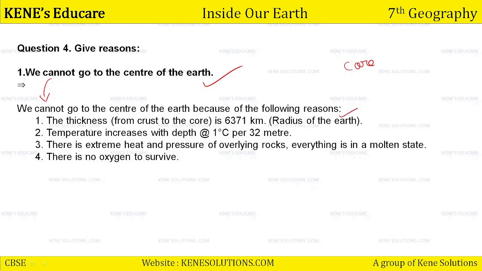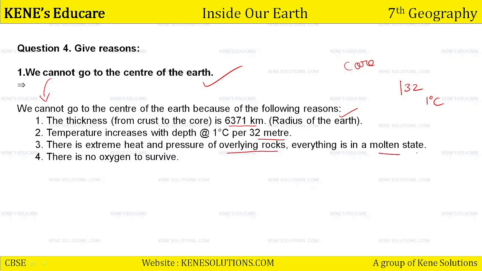पहली बात तो ये that thickness is 6,371 kilometers. That is the radius of the earth. क्या इतनी खुदाई करोगे? 6,000 किलोमीटर खोद डालोगे अंदर जाने के लिए, which is impossible to do. Okay. Second, temperature increases with depth at 1 degree Celsius per 32 मीटर. हर 32 मीटर पे 1 डिग्री सेल्सियस बढ़ जाता है. ठीक है, तो सोचो आप जब तक नीचे पहुंचोगे कितना 1000 डिग्री सेल्सियस temperature हो चुका होगा, जा ही नहीं पाओगे. There is extreme heat and pressure of overlying rocks.